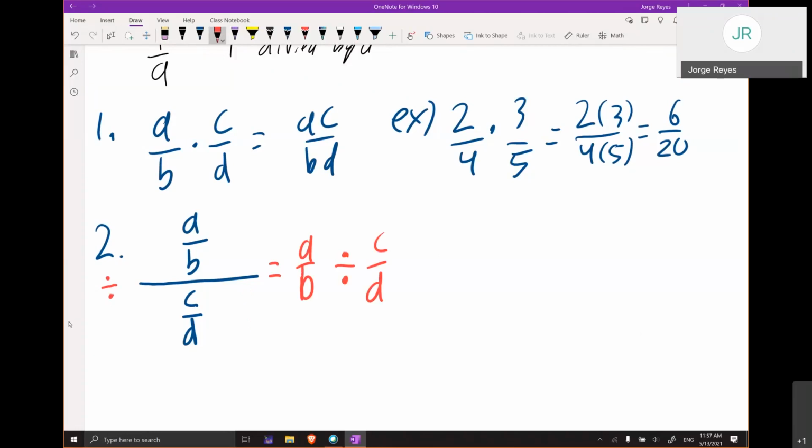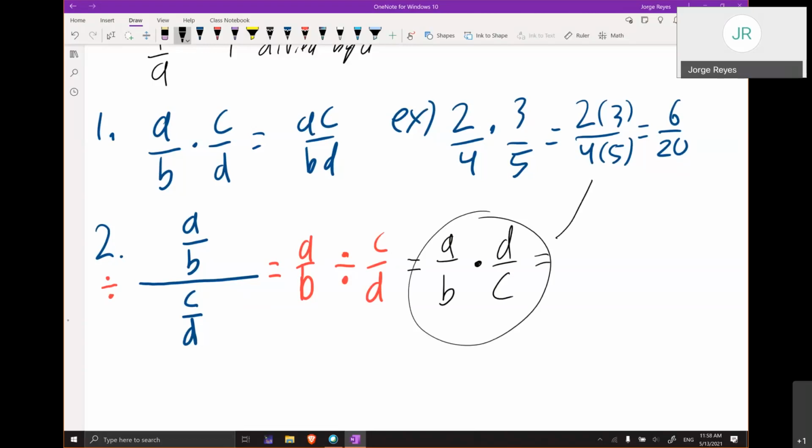I don't know how you learned this, but I learned it as keep, change, flip. What you do is you keep the first thing the same, you change the division symbol to a multiplication symbol, and then you flip the second fraction. Now we know how to do this because we just learned multiplication. So this is AD over BC.